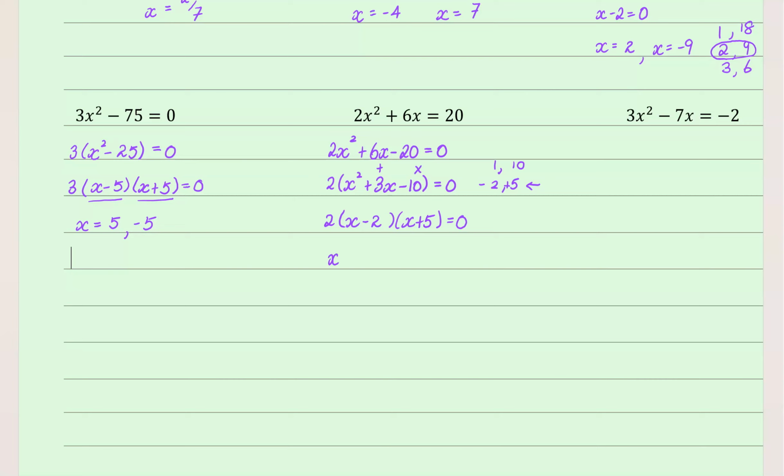Finish off. So therefore, x could be 2 because 2 take 2 gives me 0, or x could be minus 5.